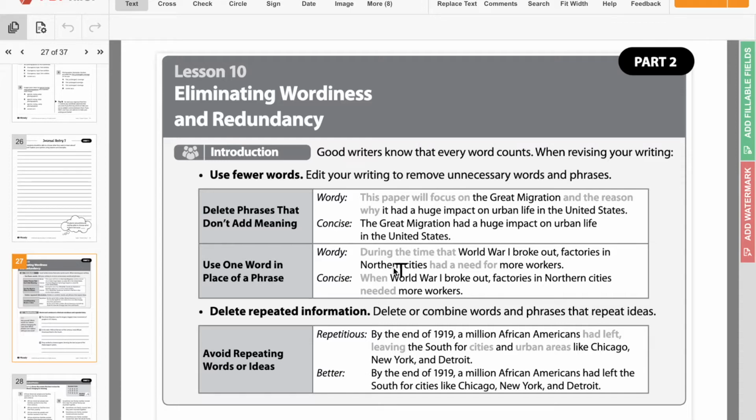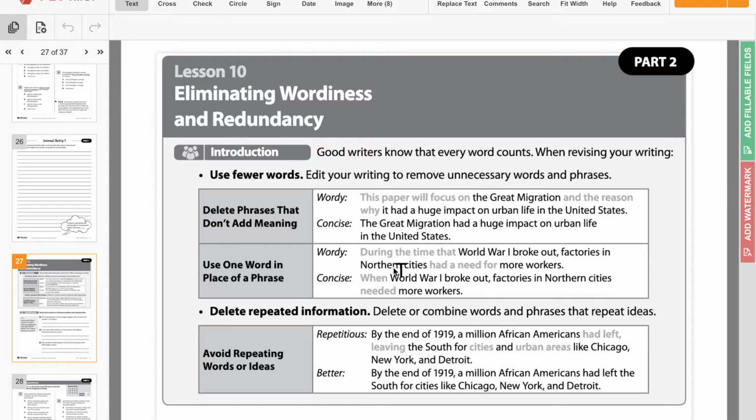Wordiness is when there are a lot of unnecessary words in the sentence or paragraph, whatever the situation is. And redundancy is repeating things over and over again. If something's redundant, it's being repeated. When we talked about connotations, redundancy is a negative connotation for repetition. So you don't want to be redundant, okay? It says, good writers know that every word counts. When you're revising your writing, this lesson's going to be super simple today. When you're revising your writing, try to use fewer words.